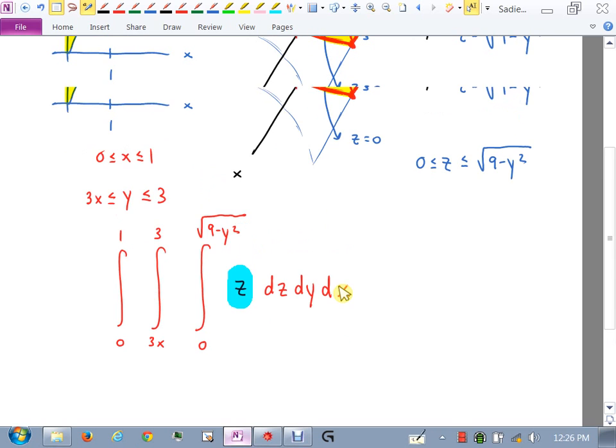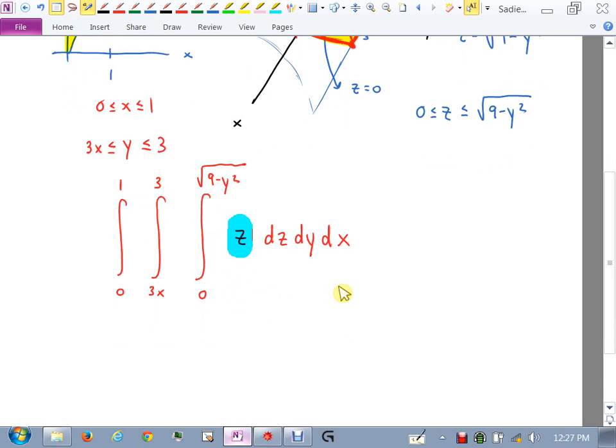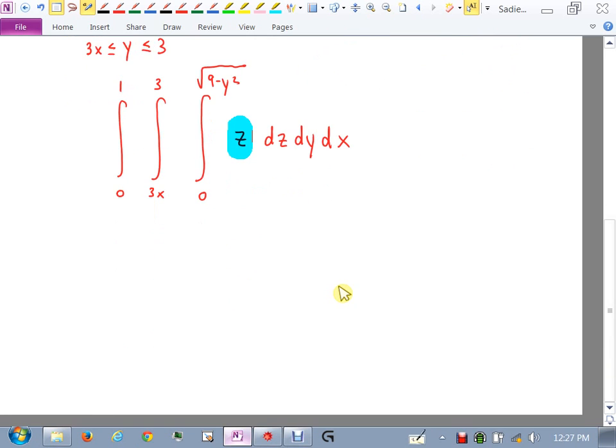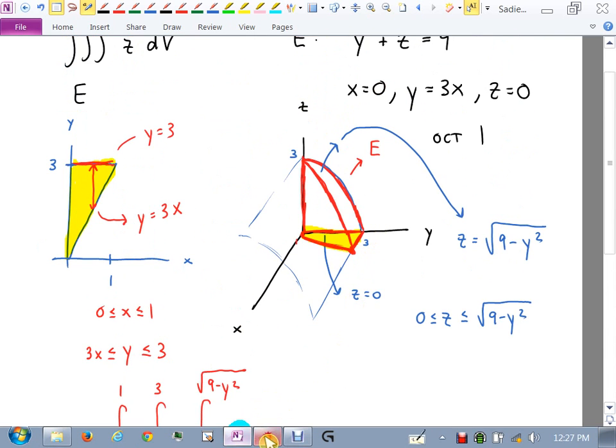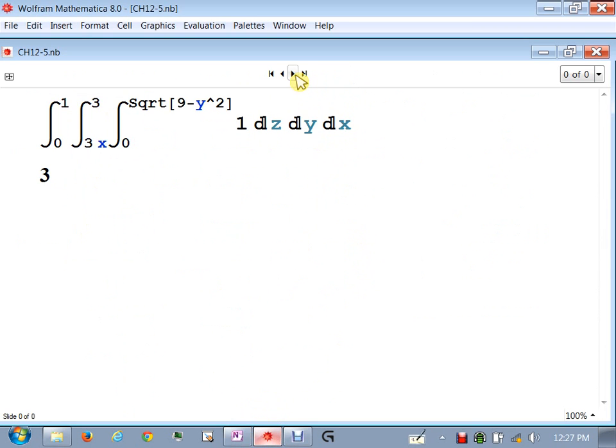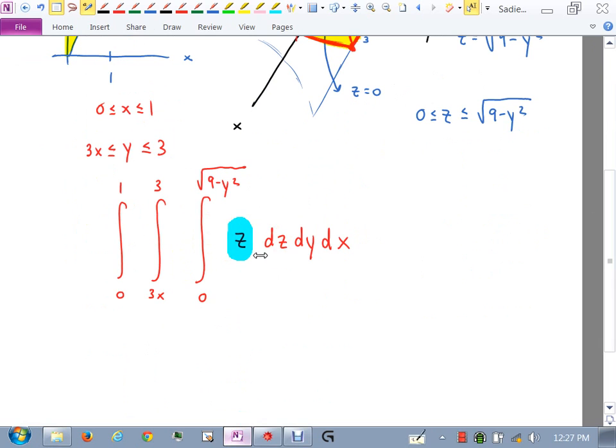I won't do it yet. We'll do it next class, but we could kind of set it up. But I think this is probably a good place to stop. It's right there. That's the volume. I think so. I've done it before. 0 to 1, 3x to 3. This is just the solid. Did you want the one with z in it? Okay, so you want this one.